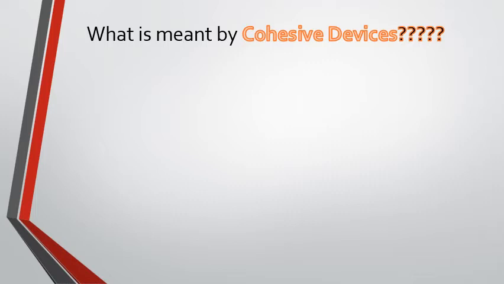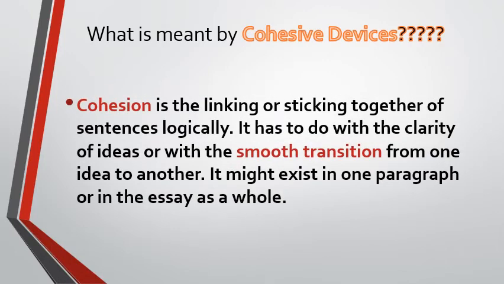Now, the second part of the course is what is meant by cohesive devices. Cohesion is the linking or sticking together of sentences logically. Now, when we are reading the essay, of course, all the paragraphs are connected. This connection is done by using cohesive devices. It has to do with the clarity of ideas. If the ideas are not connected clearly, then there wouldn't be any clarity for me as a reader and I would not understand anything. It also has to do with smooth transition, which means movement from one idea to another. It might exist in one paragraph or in the essay.